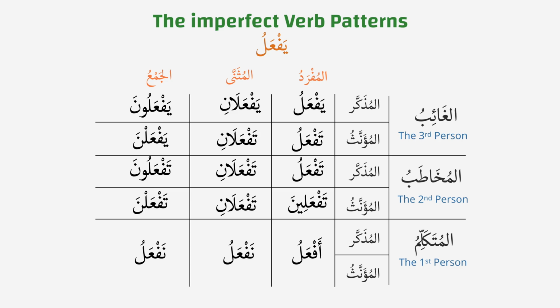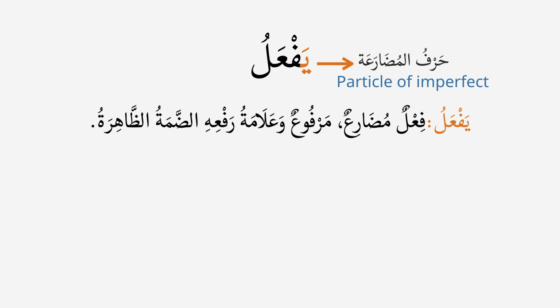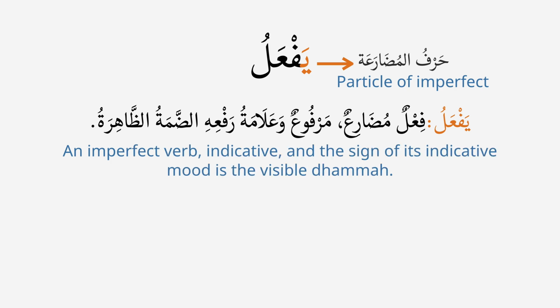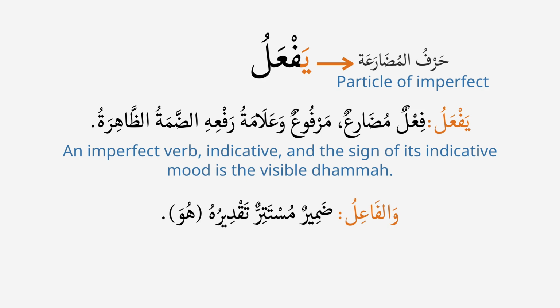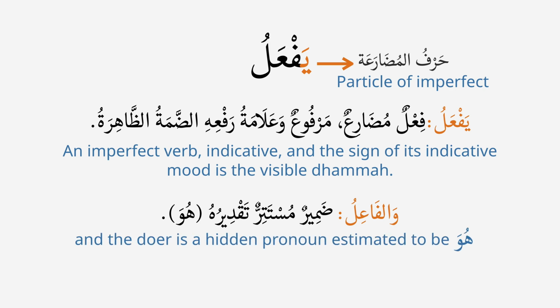Now let's bring the first pattern to our attention, which is yaf'alu, in which we see the letter ya attached to it in the beginning, known as harful mudara'ah, meaning the particle of imperfect. And we see nothing else attached to it. So the i'rab goes as follows: يفعل فعل مضارع مرفوع وعلامة رفعه الضمة الظاهرة, meaning an imperfect verb, indicative, and the sign of its indicative mood is the visible dhamma on its ending letter. والفاعل ضمير مستتر تقديره هو, and the doer is a hidden pronoun estimated to be huwa, meaning he. So yaf'alu means he does.